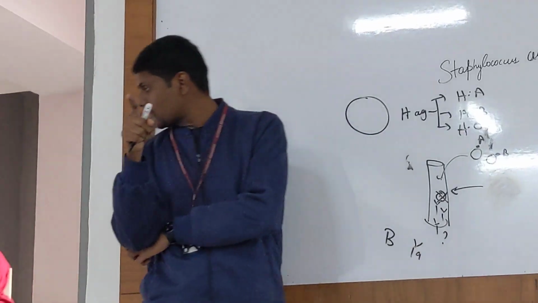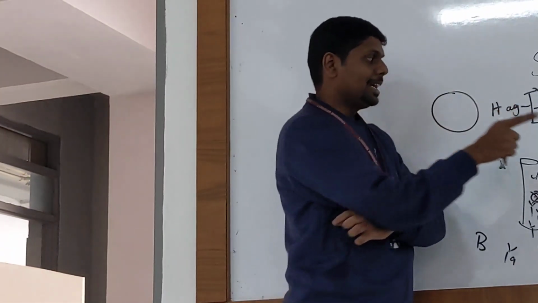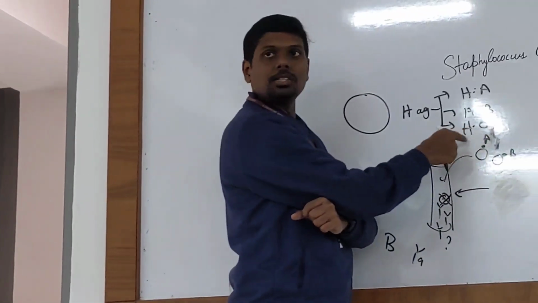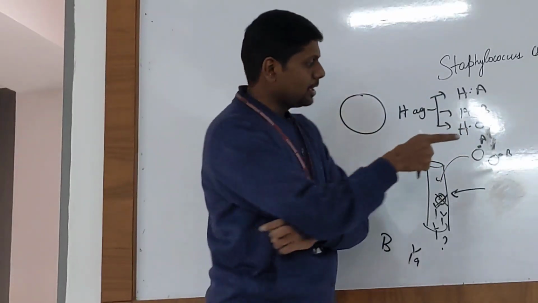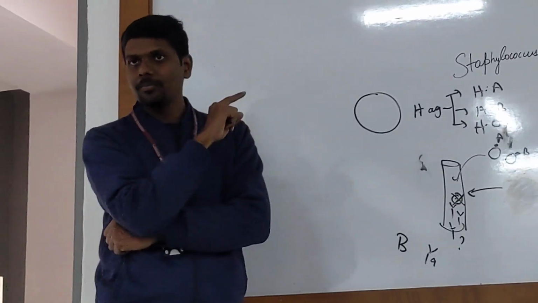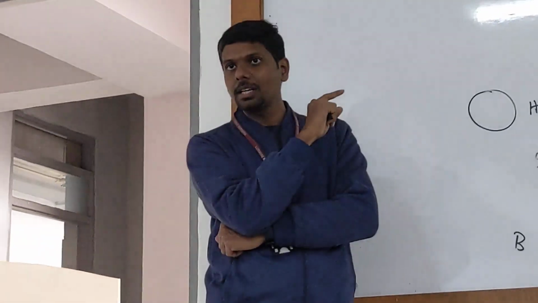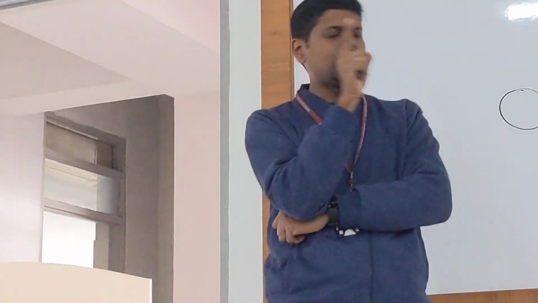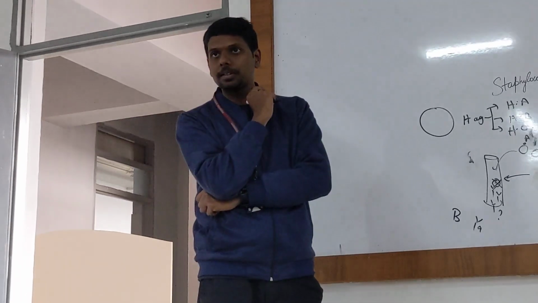So previously what did we think? We thought that in the O group there is no antigen. But still in the O group there is H antigen. H antigen is present in all the groups. Got my point? So keep this H antigen in mind. I will let you know why this is important.